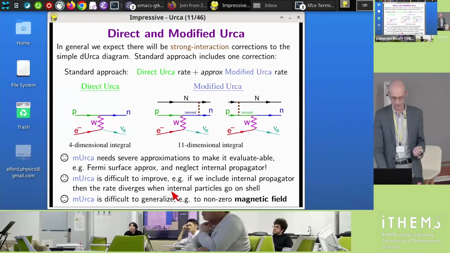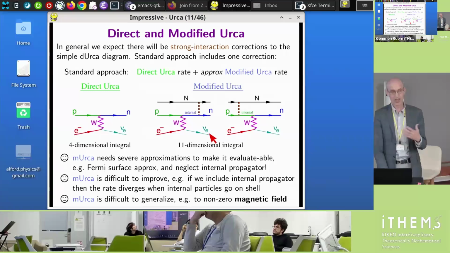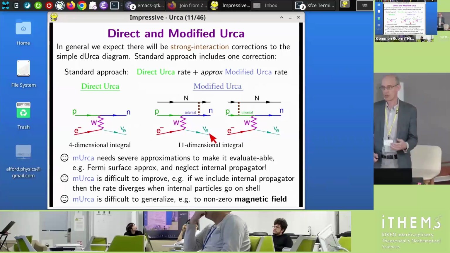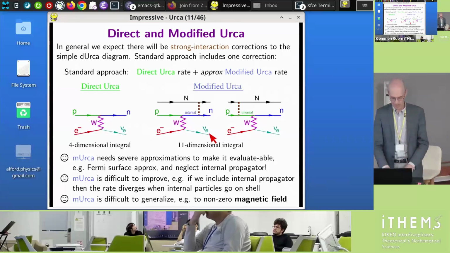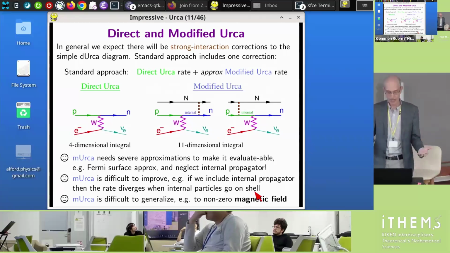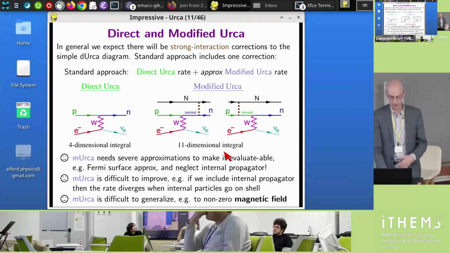And it's difficult to generalize this. If you want to do anything else, at low temperatures, you can handle it. But suppose you want to do it at high temperatures, like in a merger, where you're not dealing with low temperatures, then you have to do this integral. If you want to do something else, like put it in a magnetic field, we think there are strong magnetic fields in neutron stars. Again, you have to do this 11-dimensional momentum integral now in a magnetic field. So it's really quite hard to deal with.